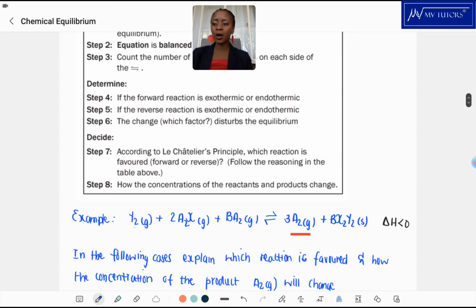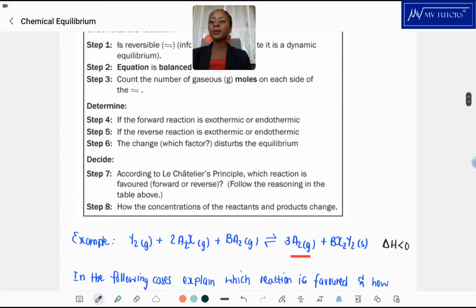Well, there are 2 Y's on this side, and there are also 2 Y's on the product side. We have 4 A's plus 2 A's, so that's 6 A's. And here we also have 6 A's, so that's fine. There are 2 X's, and we have 2 X's. That's good. We have 1 B on the reactant side and 1 B on the product side. So everything is balanced. Great.